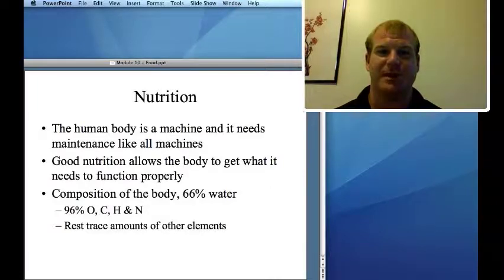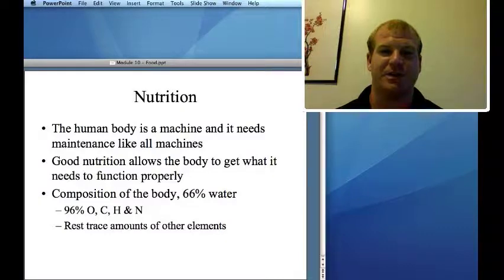The human body is a machine, and like all machines, it needs maintenance. So for instance, a car needs air and gasoline in large amounts to run. That's kind of like how we need air in large amounts and other primary fuel like carbohydrates, fats, and proteins in large amounts. But cars also need things like motor oil and transmission fluid and brake fluid. Those are sort of like vitamins and minerals. So we're going to talk about them.